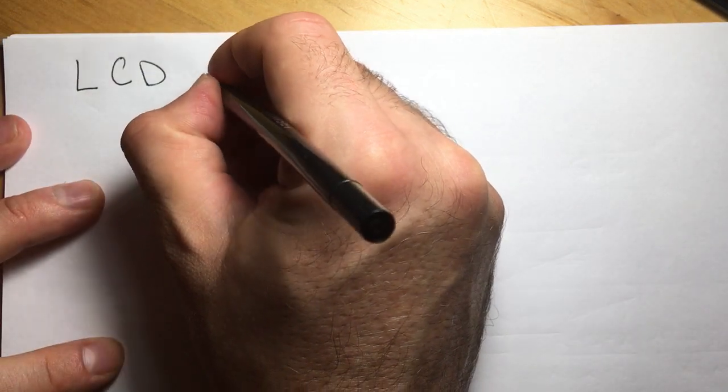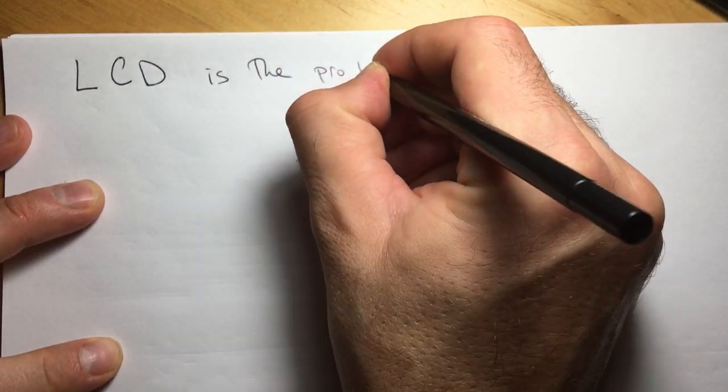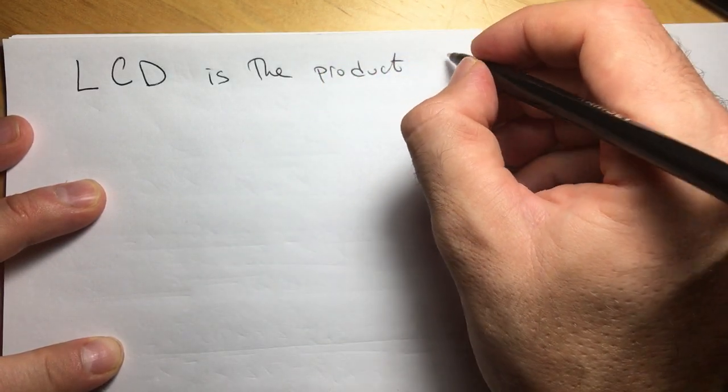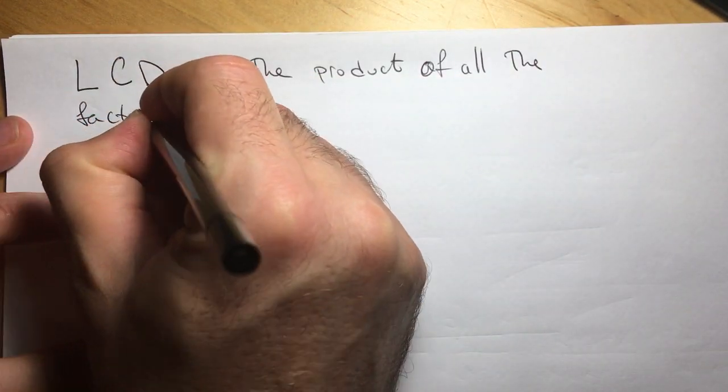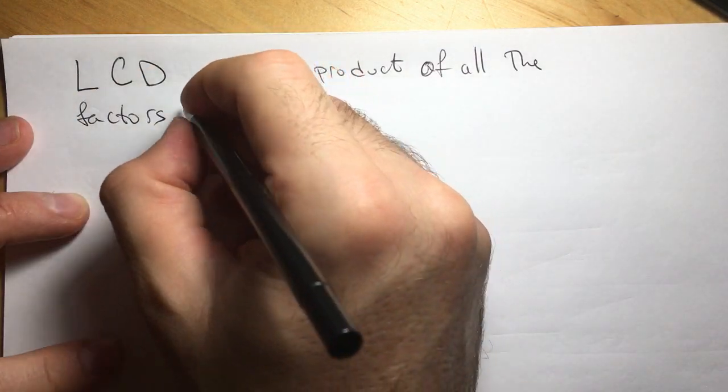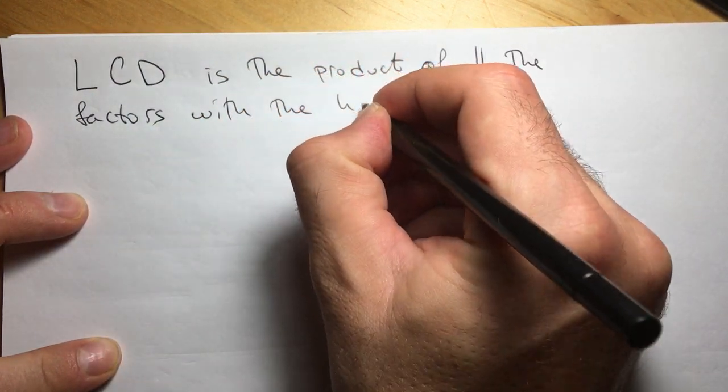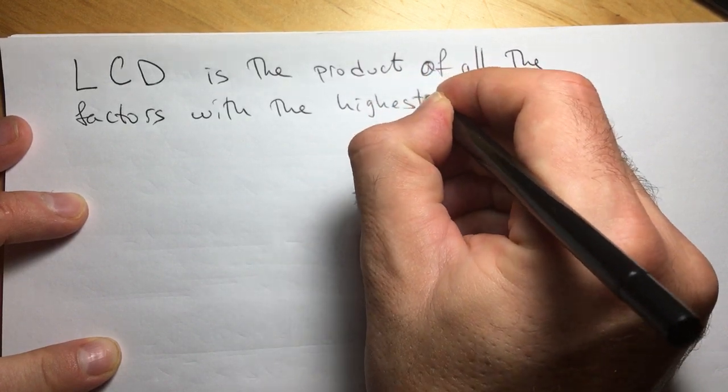Okay, so what happens now, the most difficult case, what happens when the denominators are not relatively prime? Okay, how to find the least common denominator? Maybe you have seen this in high school. LCD stands for the least common denominator, and is the product of all the factors with highest power.